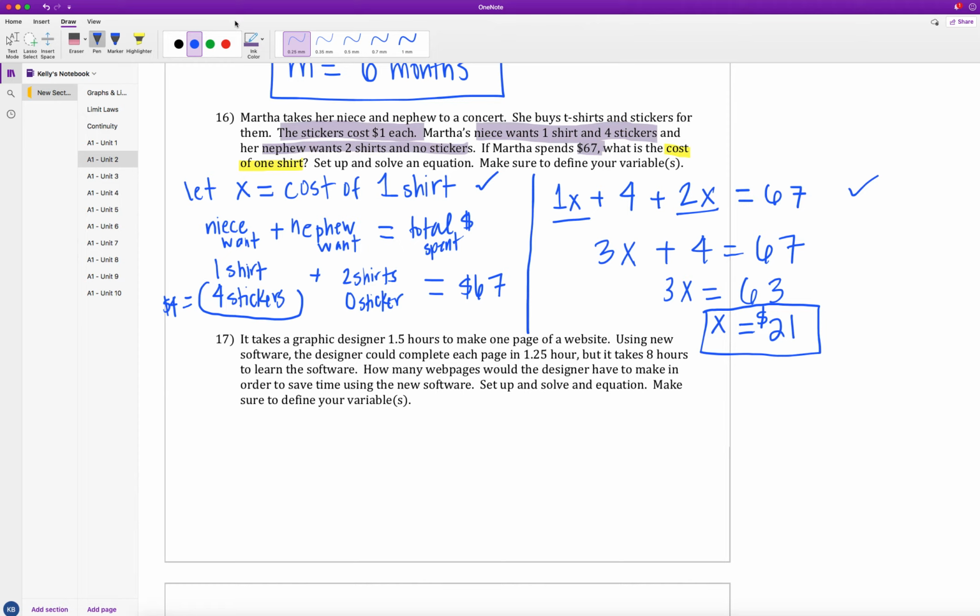So let's go ahead and use our highlighter and highlight the information that we're given and what we're looking for. So we were given quite a lot. So it takes 1.5 hours right now for them to make one web page, and this is with the old software.